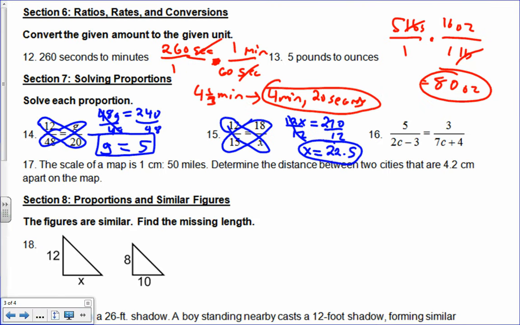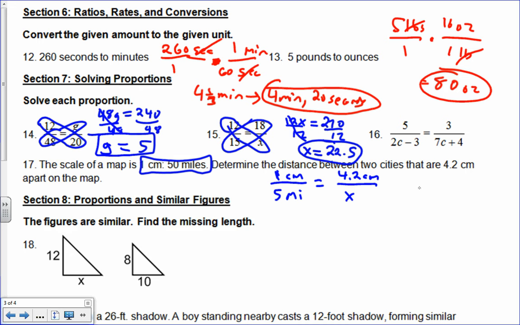So number 17, it says the scale of a map is 1 centimeter to 50 miles. We've done scales before. We did scales on a blueprint. Determine the distance between two cities that are 4.2 centimeters apart on the map. So if I do 1 centimeter, that's my scale, is 1 centimeter to 50 miles. That's equal to, we're going to do 4.2 centimeters. And we want to figure out how many miles that would be.